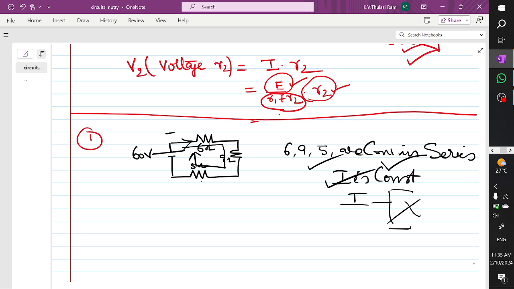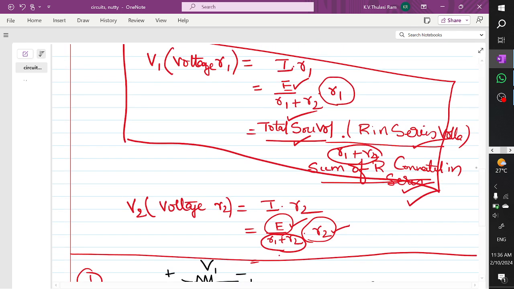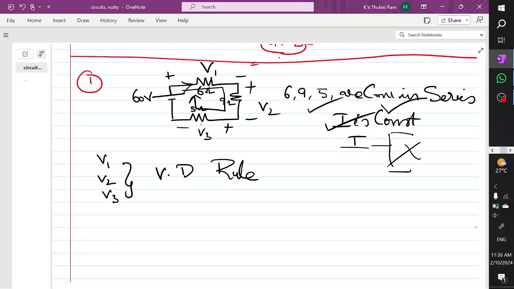The given problem is: find V1, V2, V3 for the circuit shown. So we have to find the V1 value, V2 value, V3 value using the voltage division rule. Already you are very familiar with this voltage division rule. Let's try to recall it. Total source voltage multiplied with the resistor connected in series, divided by the sum of R which are connected in series. So coming to the same logic here, now I want to find out V1.